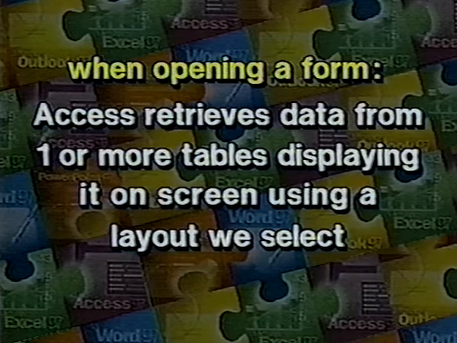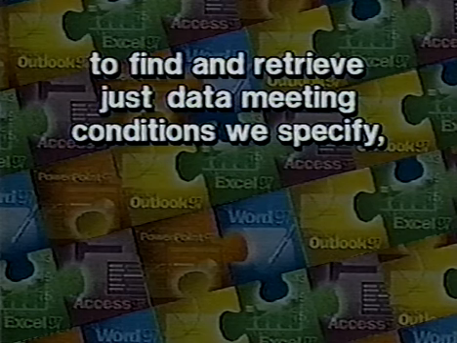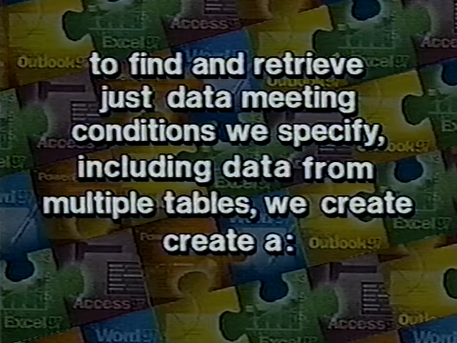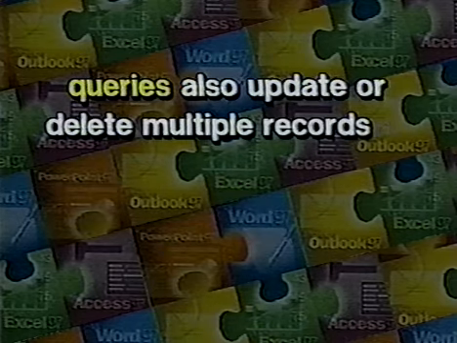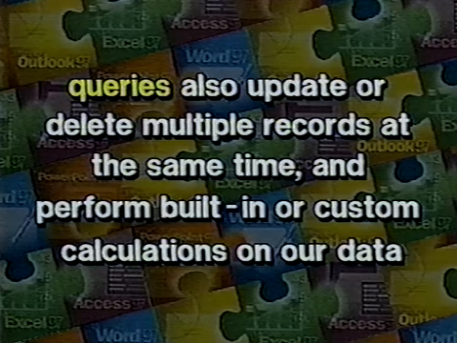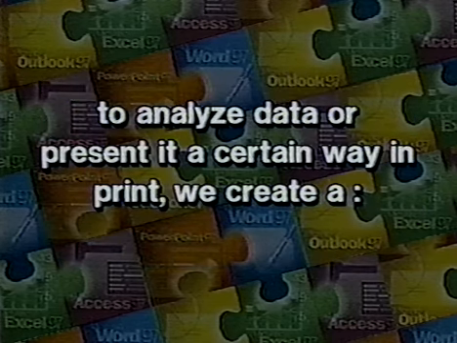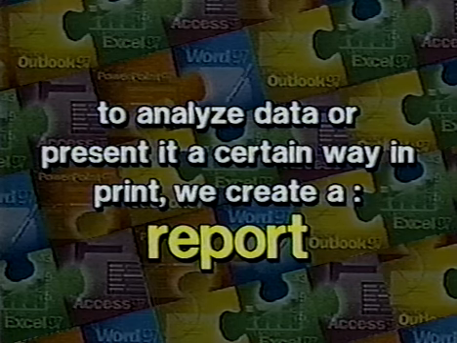When we open a form, Access retrieves the data from one or more tables and displays it on screen using a layout we select. To find and retrieve just the data that meets required conditions we specify, including data from multiple tables, we create a query. A query can also update or delete multiple records at the same time and perform built-in or custom calculations on our data. To analyze our data or present it in a certain way in print, we create a report.